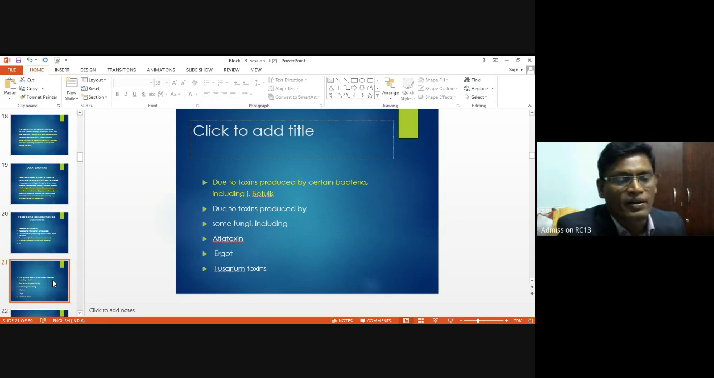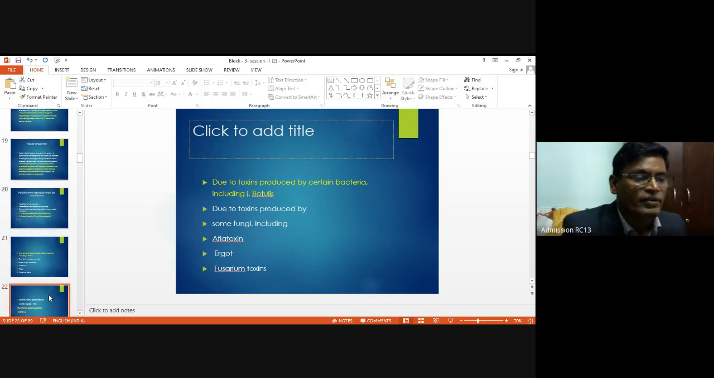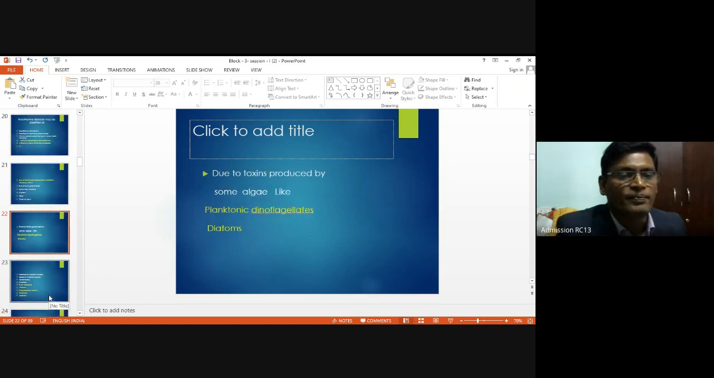These are the fungi which cause food poisoning, and after consumption, it has an impact on human beings. Due to toxins produced by some algae, we notice in the rivers or the aquatic bodies that algae growth will be there, where the planktonic dinoflagellates and diatoms, which are plant organisms, are present, which also contaminate the food.